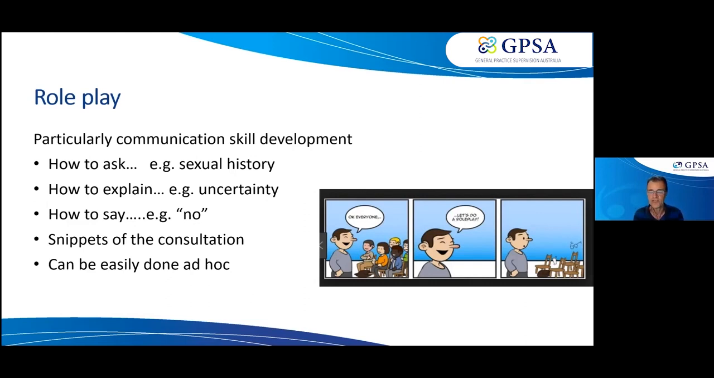Now, you could do half an hour of that in a teaching session, but it can easily be done ad hoc when you're doing a direct observation, or even in the middle of a case discussion where you decide, okay, let's have a go and see what you actually would have said to that patient. It can be a fantastic activity.